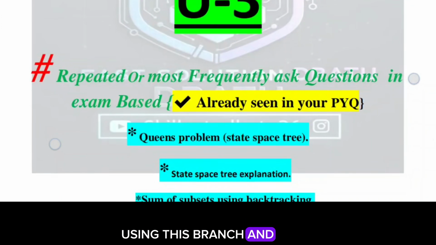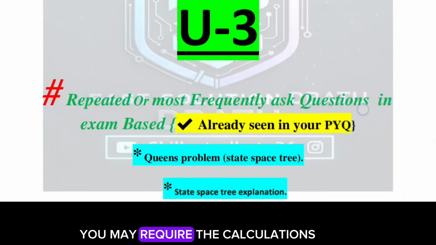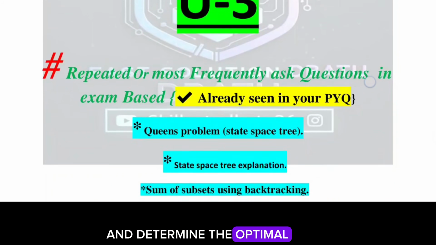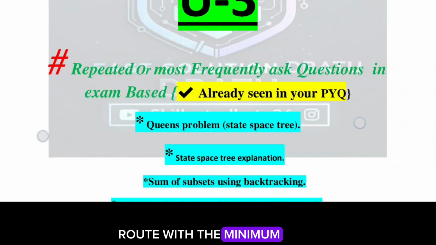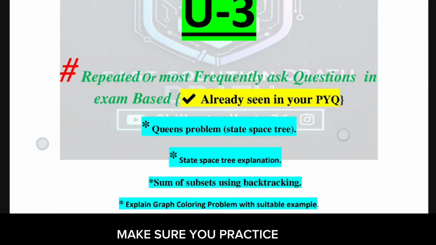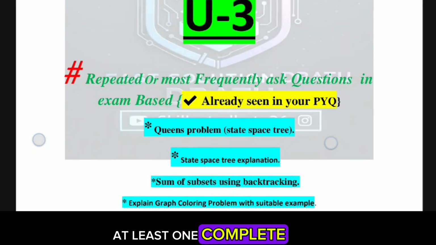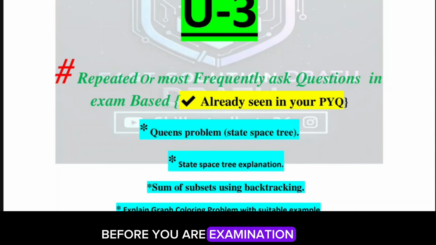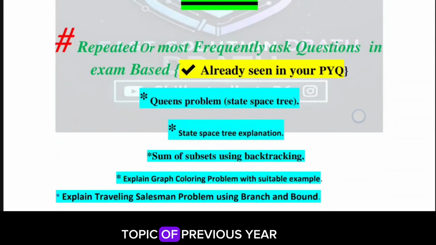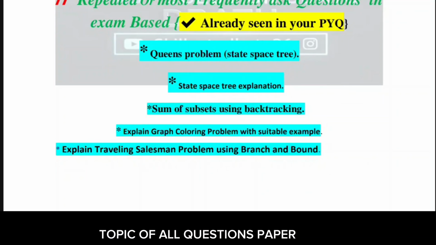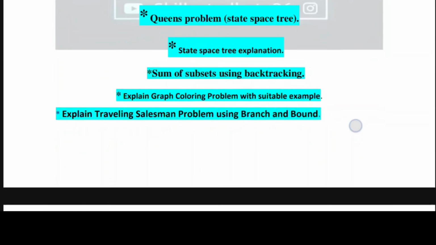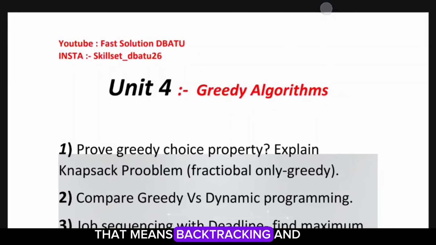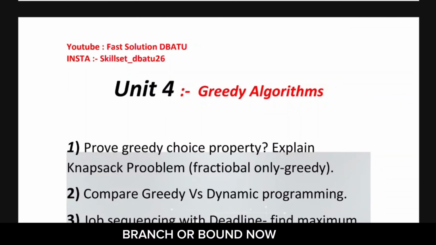Using these branch and bound techniques, you may require the calculations, cost matrices and determine the optimal route with the minimum possible cost. Make sure you practice at least one complete numerical example of TSP before your examination, as it is a favorite topic of previous year question papers. With this, we complete our unit 3, that means backtracking and branch and bound.